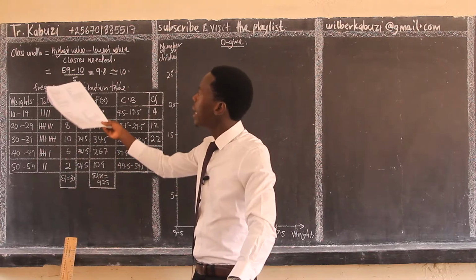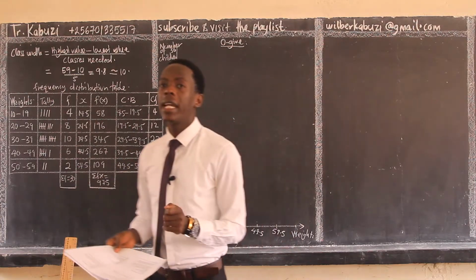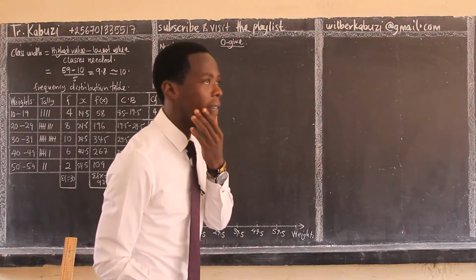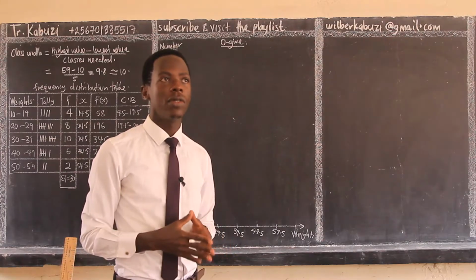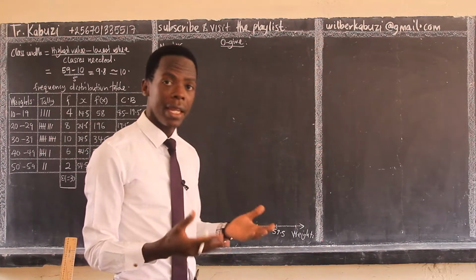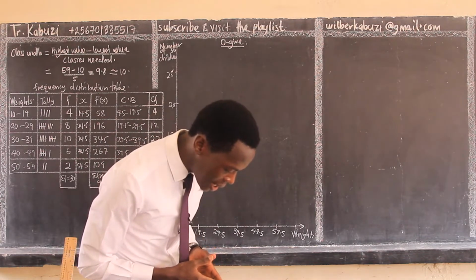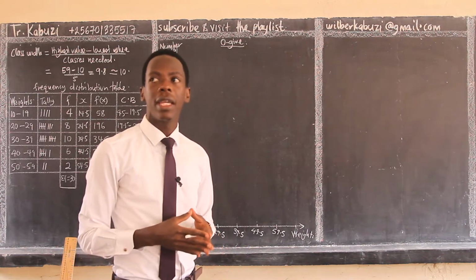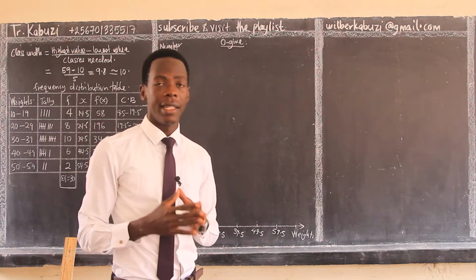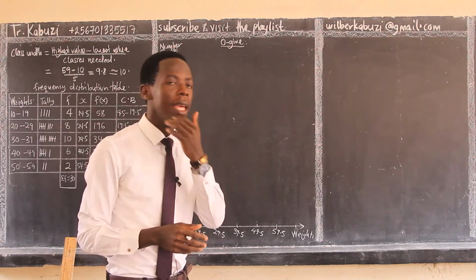So, here, now they wanted to get 5 classes. But now, if they don't give you the starting class, how do we determine the starting? They just want 5 classes. So how do we get the class interval if they just give us the number of classes? So we use this formula.